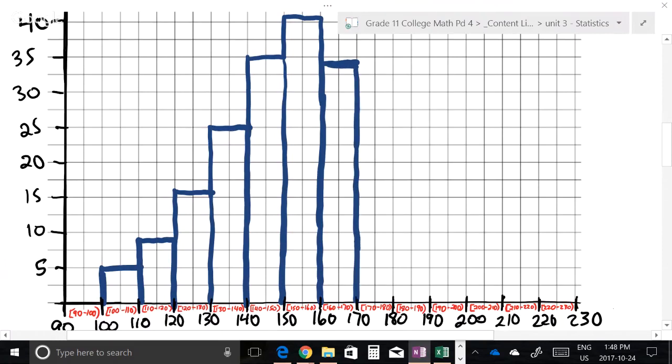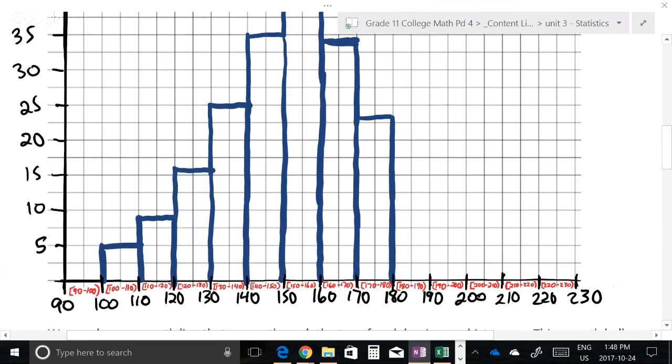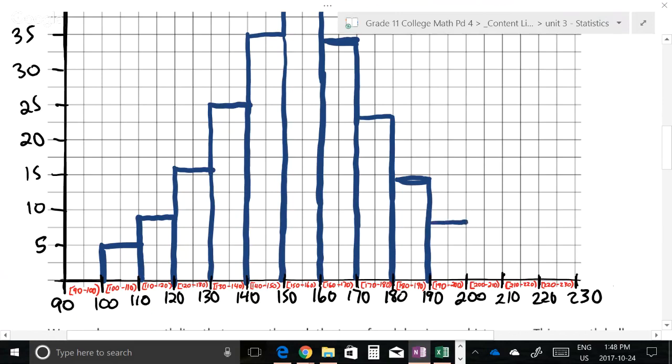All right, and after that? Oh, wow, big drop. Okay, 23 would be like there. And next? That's probably a little high. Sorry about that, but that's okay. Next? 8. And is that it? Between 200 and 210?